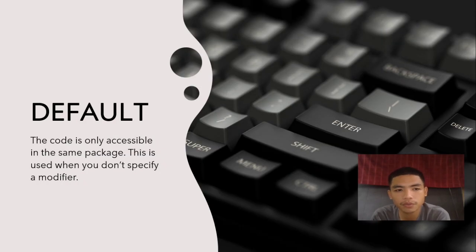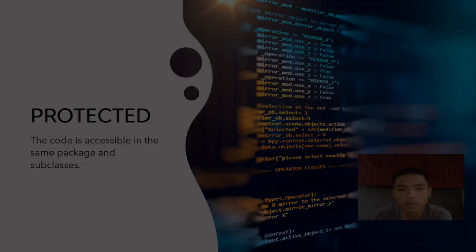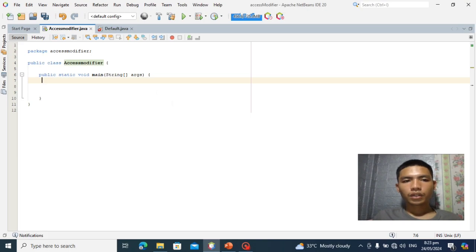The next one is default. The code is only accessible in the same package. This is used when you don't specify a modifier. So default is accessible within the same package. You cannot access default if that is in another package. You can only access it in the same package. So this is how default works in Java.